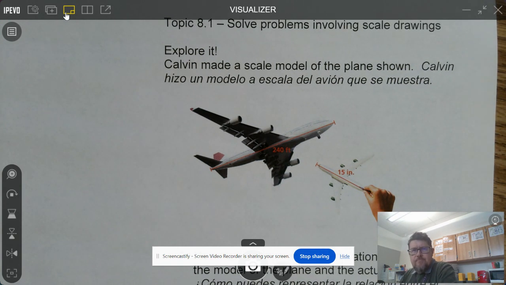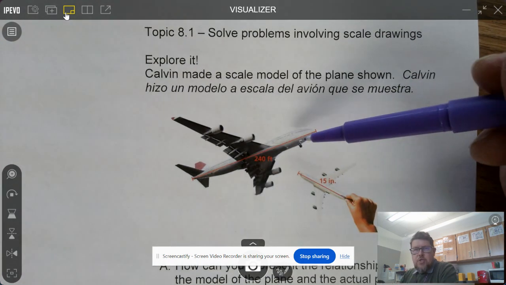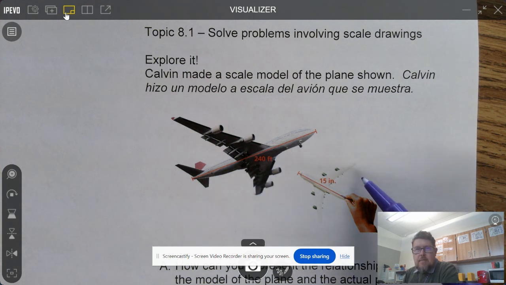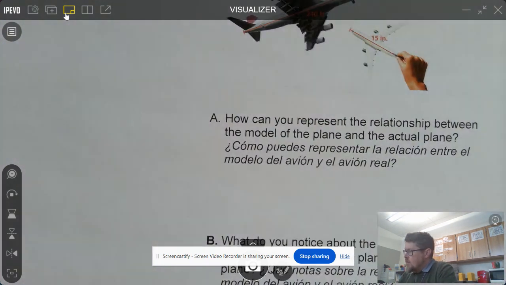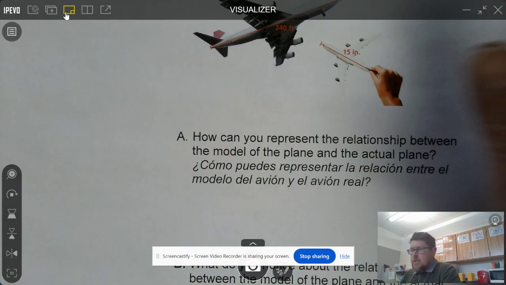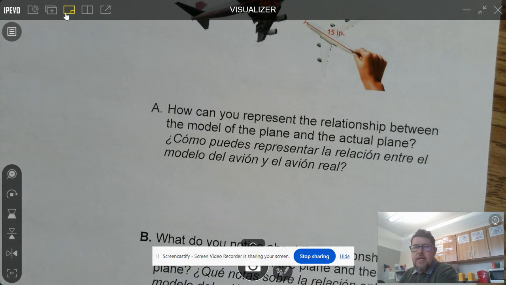Not really sure. But anyway, we've got this actual plane right here, which is 240 feet long. And then this kid, Calvin, made a scale model of the plane as shown, which is 15 inches long. So, how can you represent the relationship between the model of the plane and the actual plane?